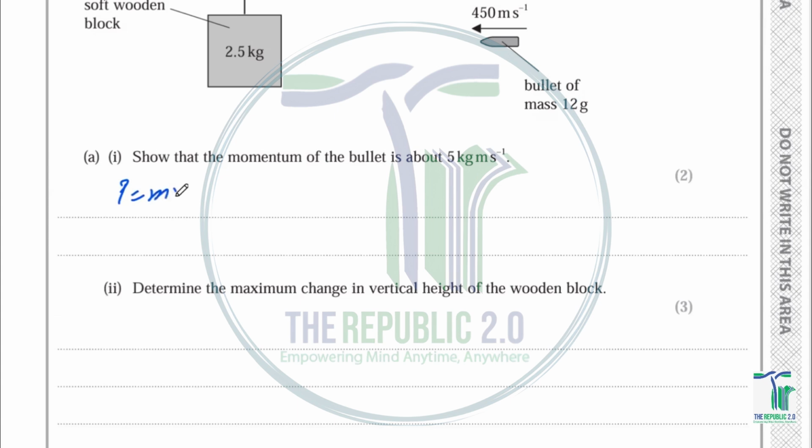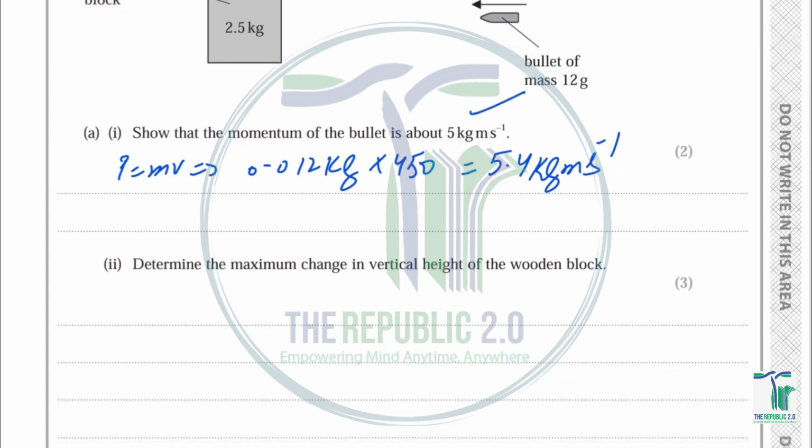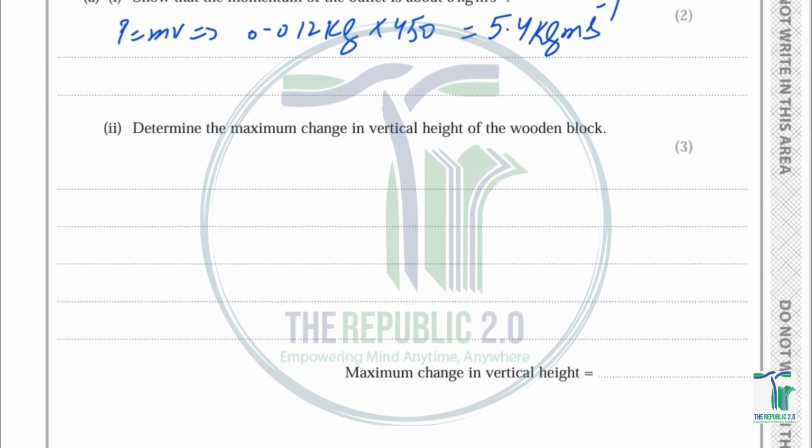P is equal to mv. You can see that your mass is 0.012 kilograms and your velocity is 450 meters per second. You're just going to multiply them, and after multiplying you would have about 5.4 kilogram meters per second, which is around 5. Similarly, determine the maximum change in the vertical height of the wooden block. Now we need to calculate the maximum change in the height of the wooden block.